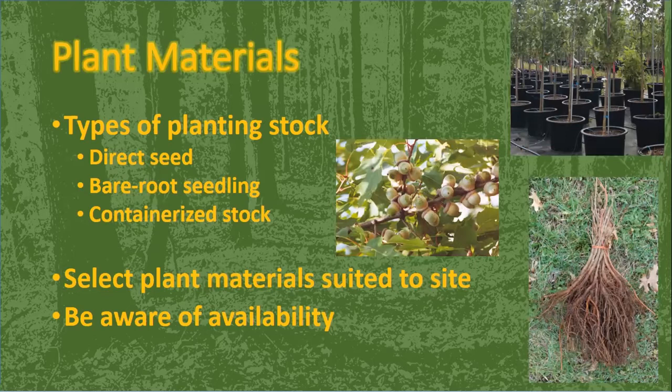Or finally, containerized stock. That's stuff that's in anywhere from a 1 to 3 or 5 gallon pot. Those are probably 5 gallon pots that you see in that picture. All three of those types of planting stock have very different requirements for how we install them, and how we care for them ahead of time and after the fact.